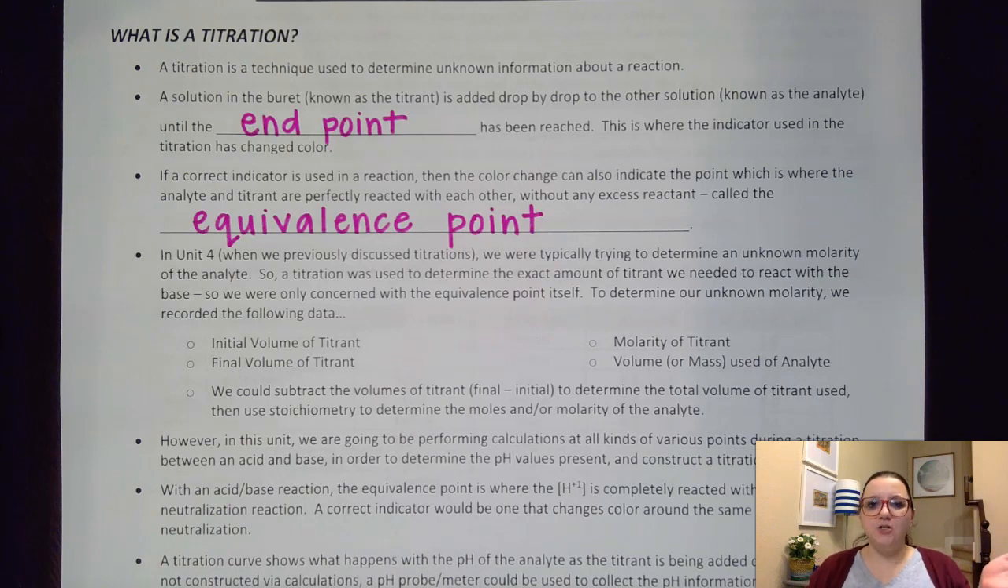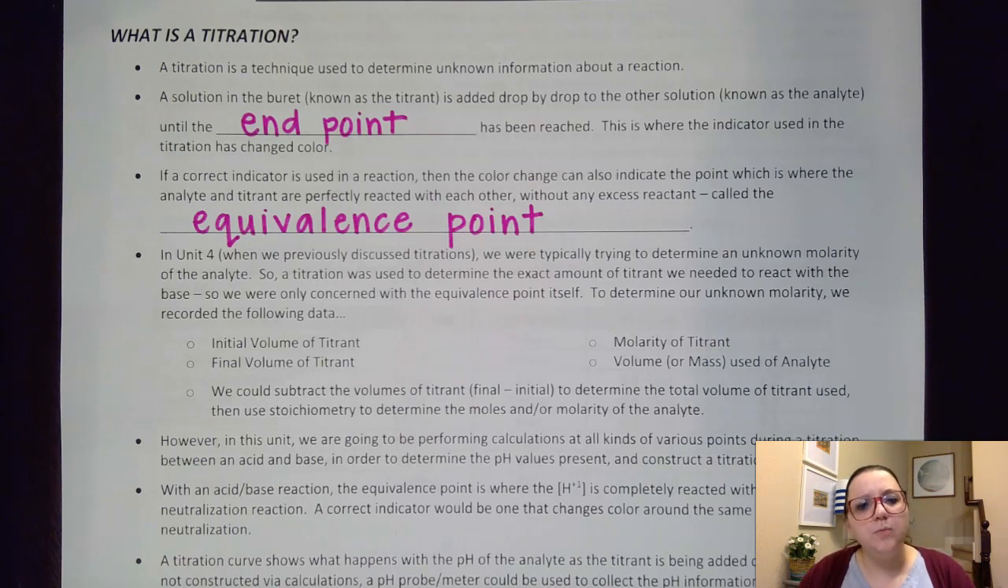Now, some reactions will naturally change color on their own, and so I don't need to add a separate indicator. We might have a product that has a very distinct color to it, and so it'll naturally do that color change for us. But often we're using solutions that are clear and colorless, and the product is clear and colorless. And so without using some sort of indicator, we're going to have no idea where that endpoint is. So the indicator is super important to make sure that we add.